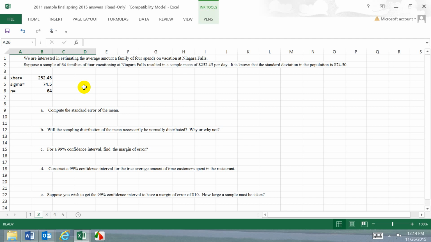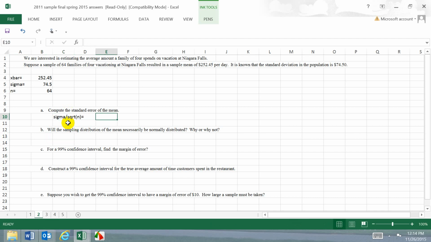When the standard deviation of the population is not known, we're going to use t. We'll see that later. But so far, since the standard deviation of the population is known, we're going to use the z distribution. Compute the standard error of the mean. We already know that the standard error of the mean is sigma over the square root of n.